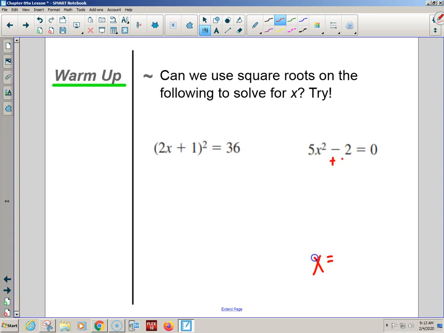Plus 2. Why'd you do that? Hopefully because you know it's legal and it's a way to properly undo the minus 2 that's in my way. Right? Okay. So then we get 5x squared equals 2.